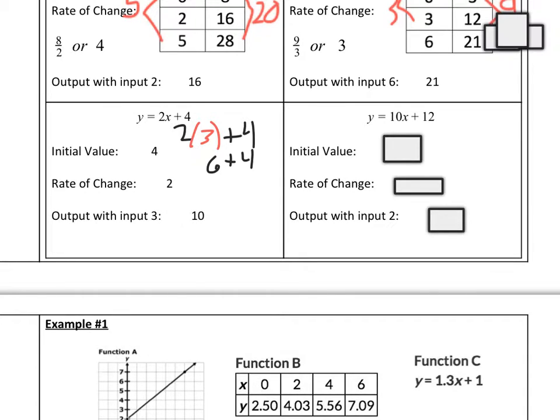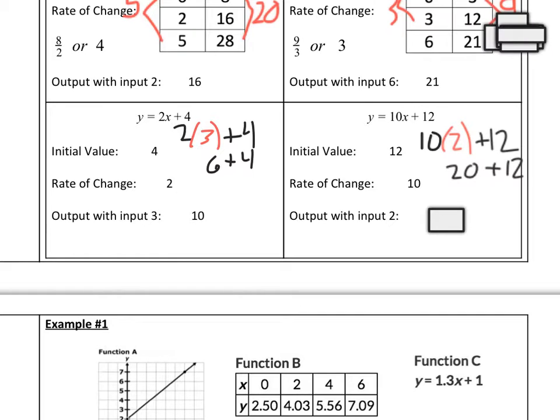Okay, it looks like our initial value here is 12. That's our y equals mx plus b, the y-intercept. Our rate of change is the coefficient, the number next to our variable. In this case, it's 10. So our rate of change is 10. And our output, when the input is 2, that means we're going to switch this x out for 2. That's going to give us 10 times, instead of x, our input is 2. And then we add 12. 10 times 2 is 20 plus 12, which gives us 32.